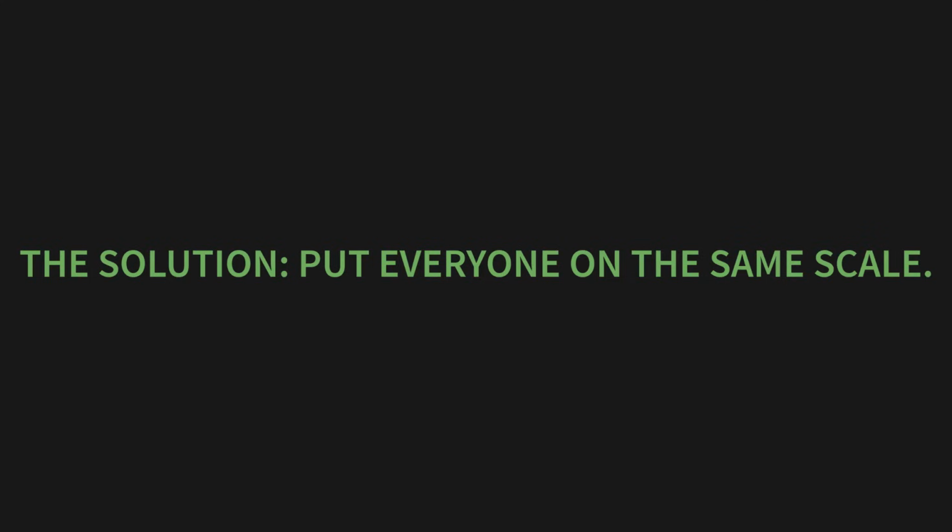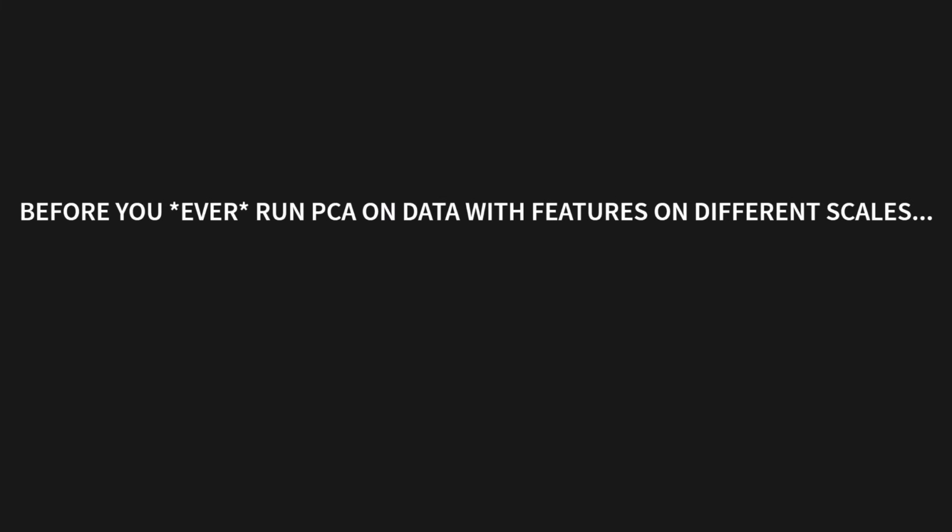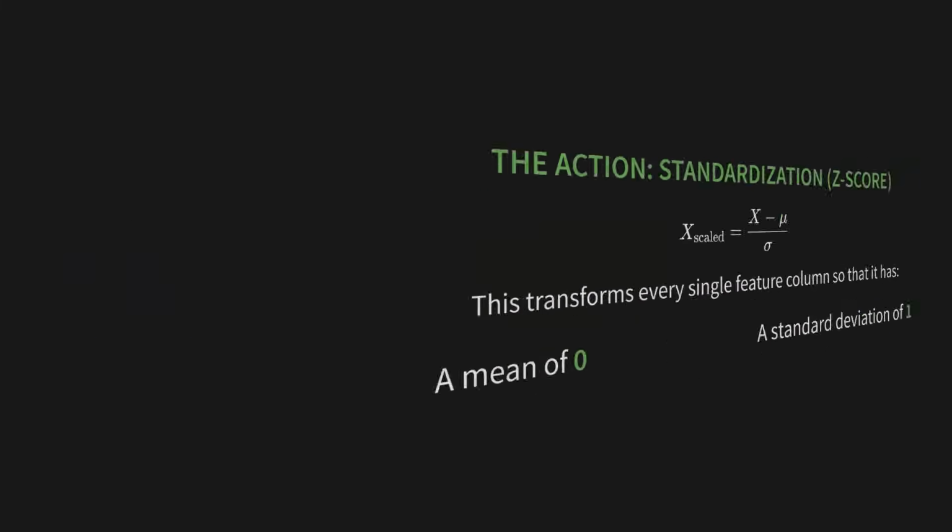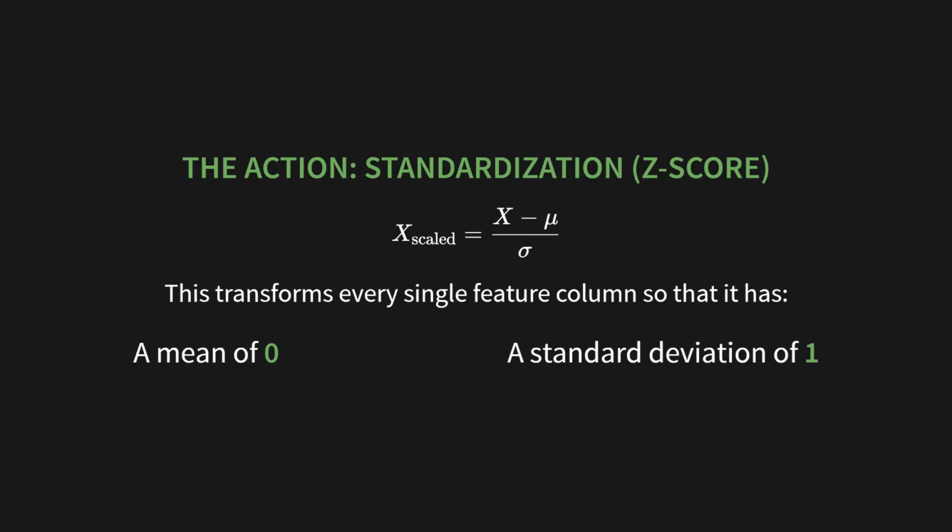Listen carefully. Before you ever run PCA on data where your features are on different scales, you must standardize. The action we take is called standardization, or calculating the z-score. The formula is simple. X scaled equals the original X minus its mean mu, all divided by its standard deviation, sigma. What does this do? It transforms every single feature column so that it has a mean of 0 and a standard deviation of 1. This gives every feature an equal footing. It removes the arbitrary influence of units and lets PCA find the true directions of maximum variance.